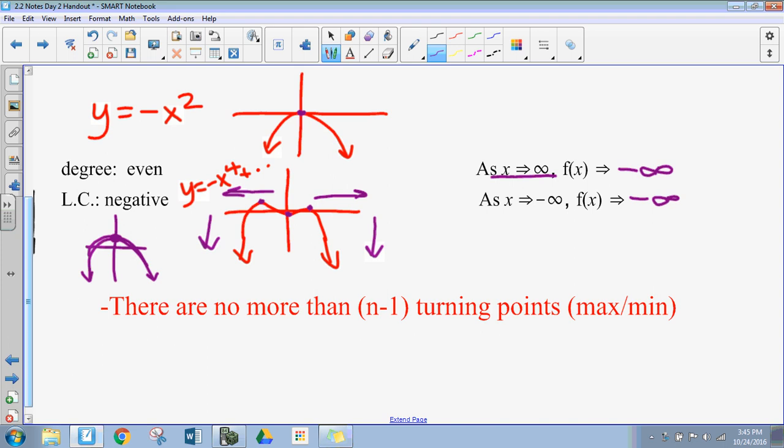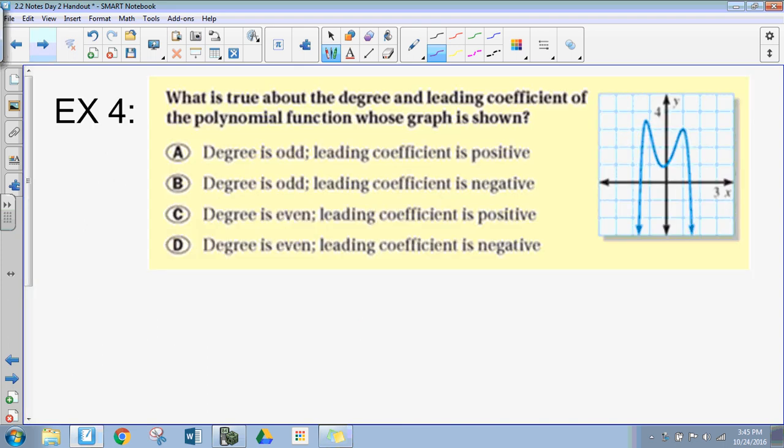Moving on, let's do one example here. And remember, you can always come back and pause the video to try again and try to understand it, so go at your own pace. So what is true about the degree and the leading coefficient of the polynomial function whose graph is shown?